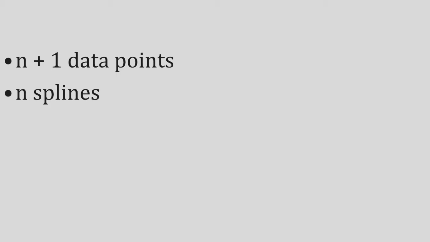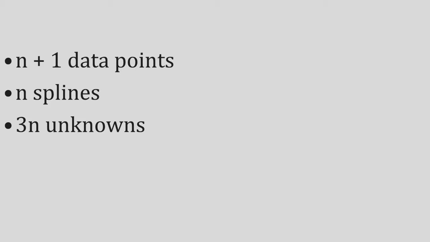Because we have one spline going through the first and the second data point, and then another spline going through the second and third data point, and the last spline going through the last two data points. But in each quadratic spline, we have 3 unknowns. So that means that we have 3n unknowns. So we have to find out what the unknowns for each of the splines are.